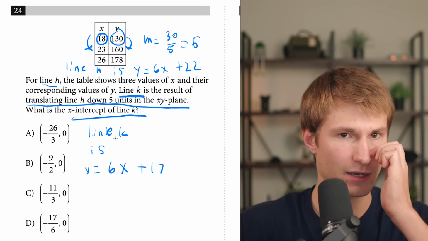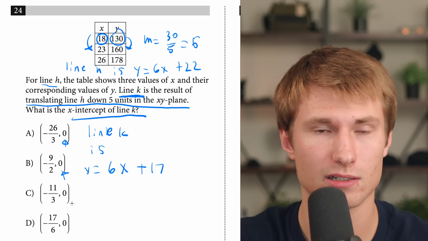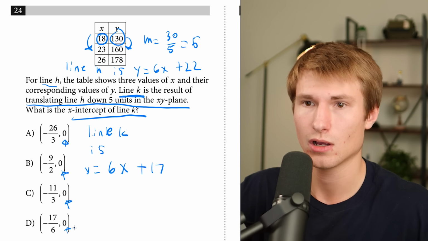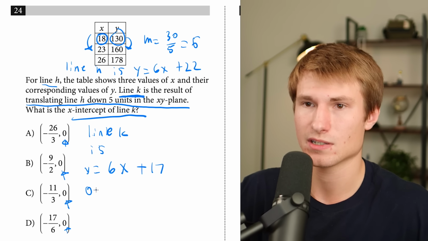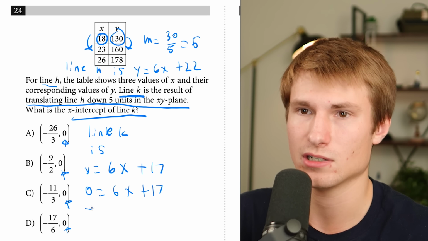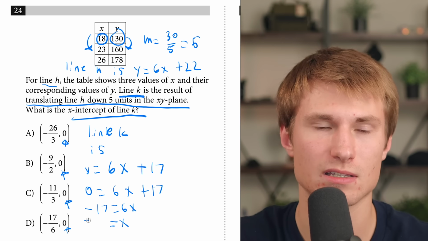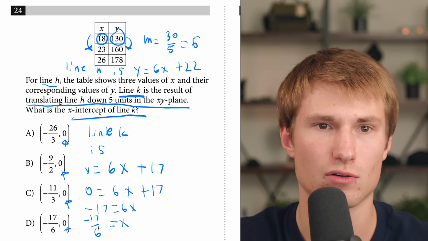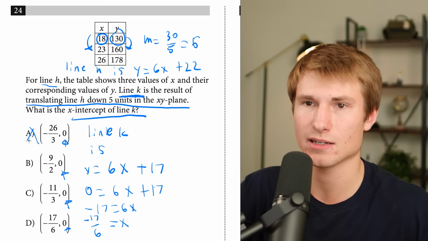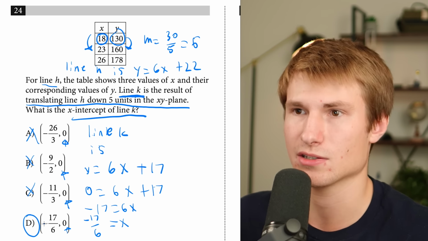All right, now the reason that we got it to here is because now I see that in my answer choices, I've got y values that are all 0. Since my y values are all 0, I just set 0 equal to 6x plus 17. From there, I subtract 17 from both sides. Negative 17 equals 6x. I divide both sides by 6, and I get x is negative 17 over 6. Option A is not that. Option B is not that. Option C is not that. Option D is that. So D will be our correct answer there.